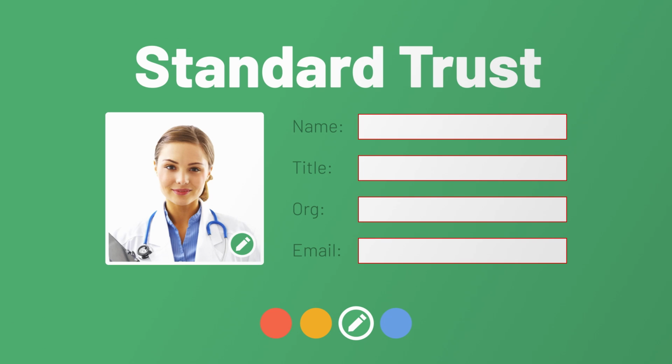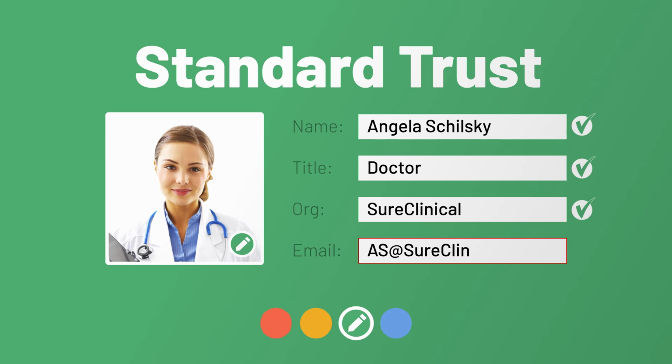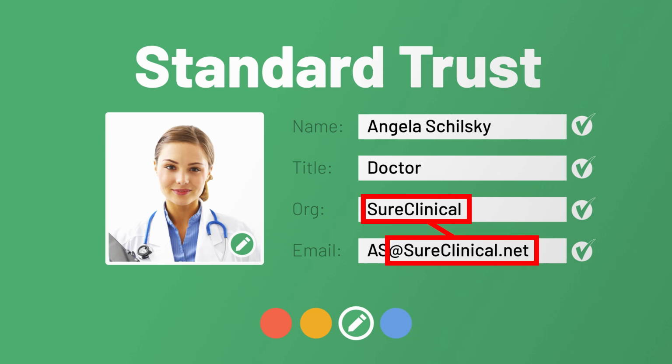Standard trust contacts are designated with a green signing badge on their profile photo. Standard trust requires an organization email domain. Standard trust associates the signer with a named organization. This trust level is common in healthcare and life sciences.